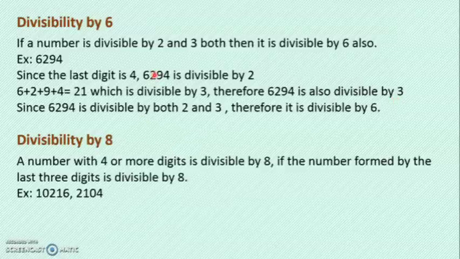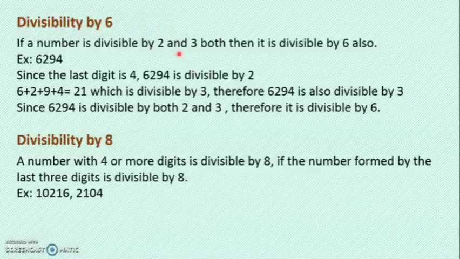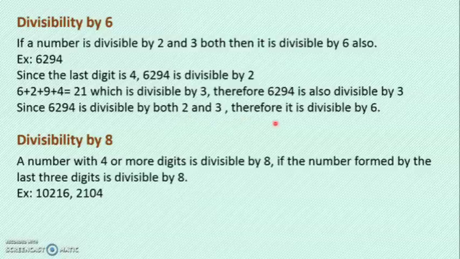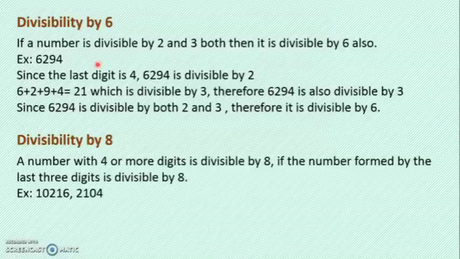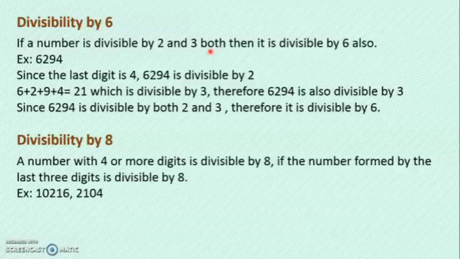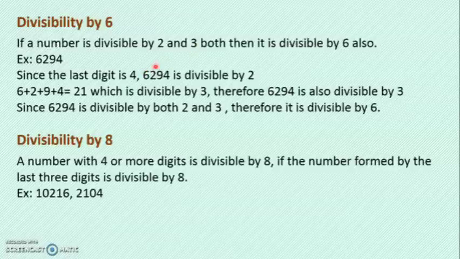Now that we have found the number is divisible by 2 and 3 both, that is why this number will also be divisible by 6. Since 6294 is divisible by both 2 and 3, therefore it is divisible by 6. So what is the method, students? Just find out if a number is divisible by 2 and 3 both. If any one is not there, it will not be divisible by 6 also. It should be divisible by both 3 and 2. Then it will be divisible by 6.